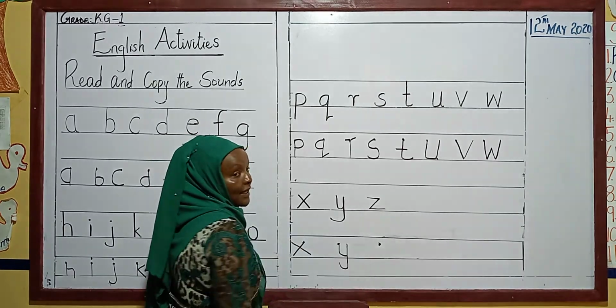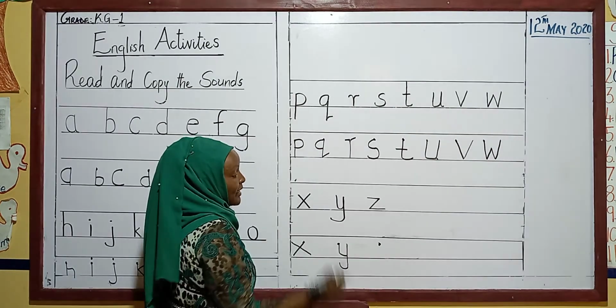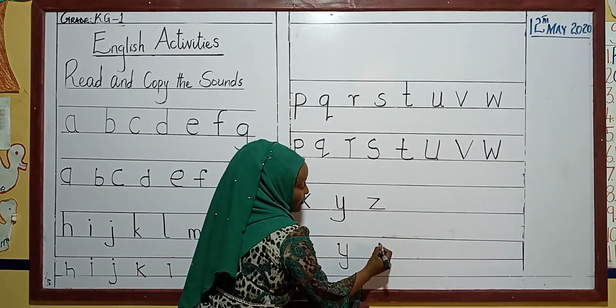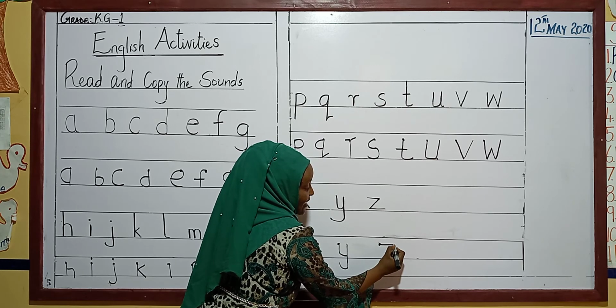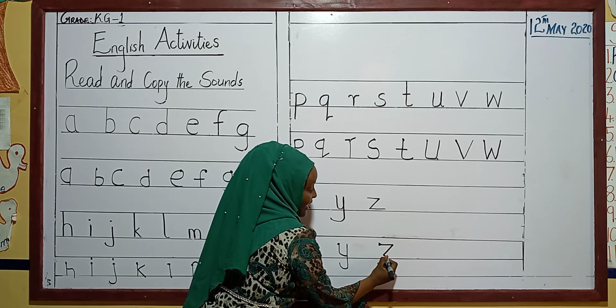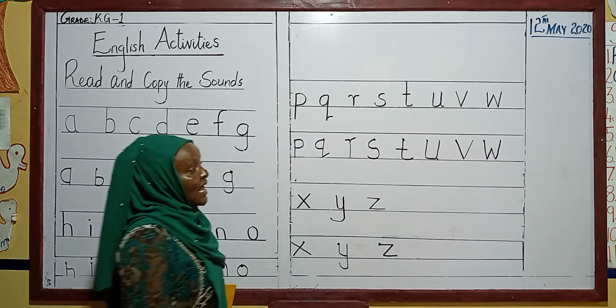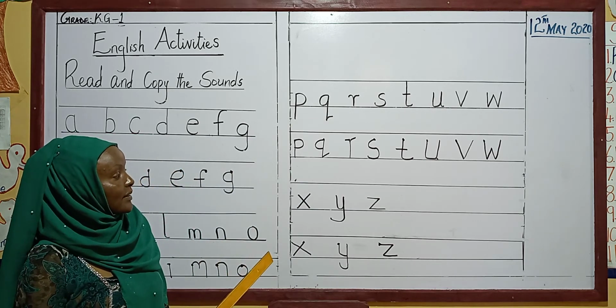Z for zip. Pencil on the dot, we are going to write aside, down and another side. That is how we are supposed to form the sounds.